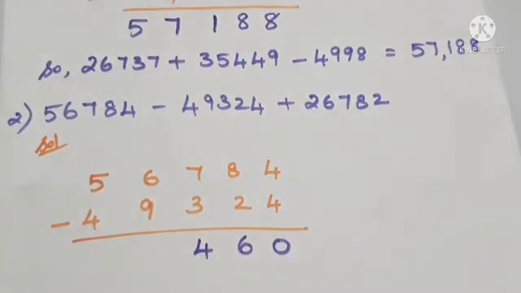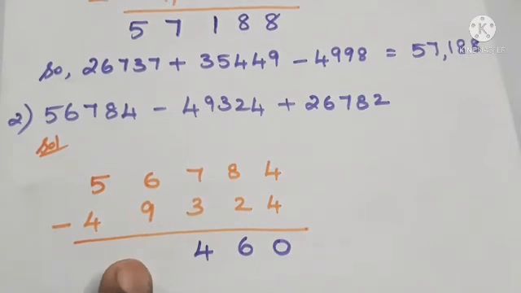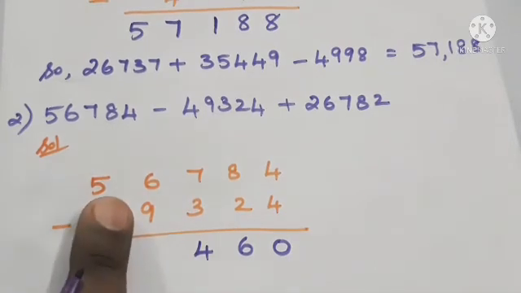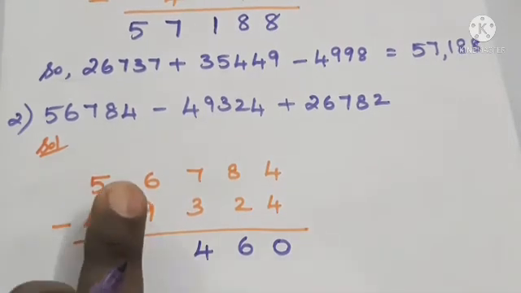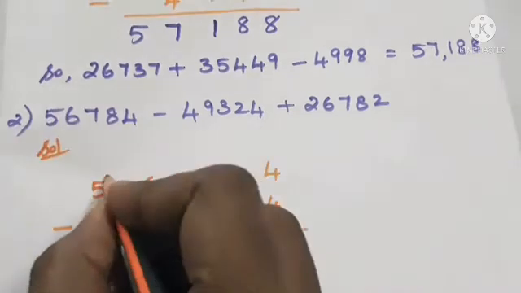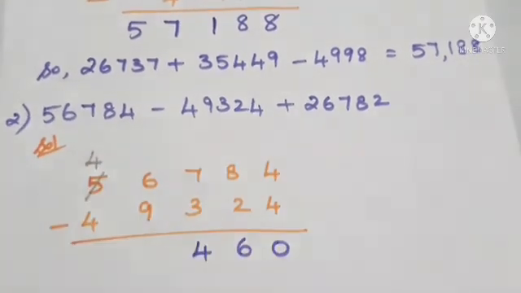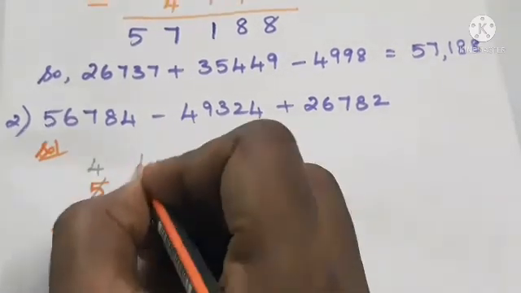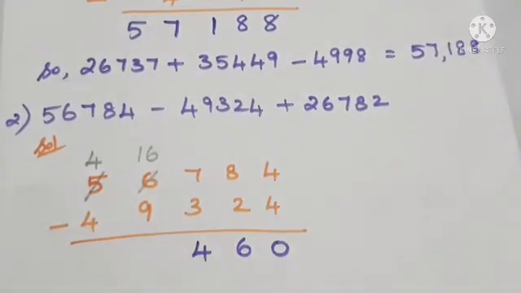Okay. Next, 6 minus 9. So compare it. Is 6 greater than 9? No, it is less than 9. So what do we have to do? We have to borrow a number from the next value. If you borrow a number from here, 5 will change to the number before it, that is 4. And 6 will become 16 now. Okay, 16. Now we have to subtract 16 minus 9.